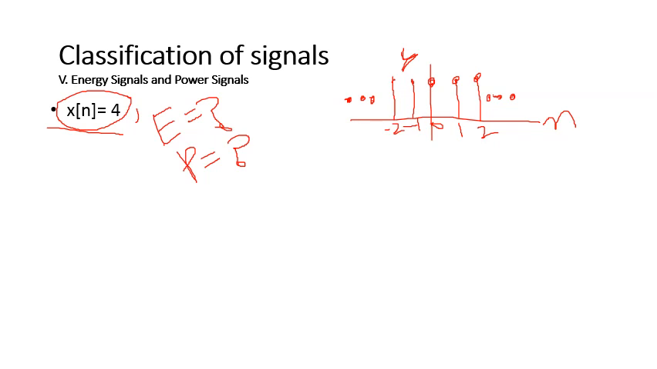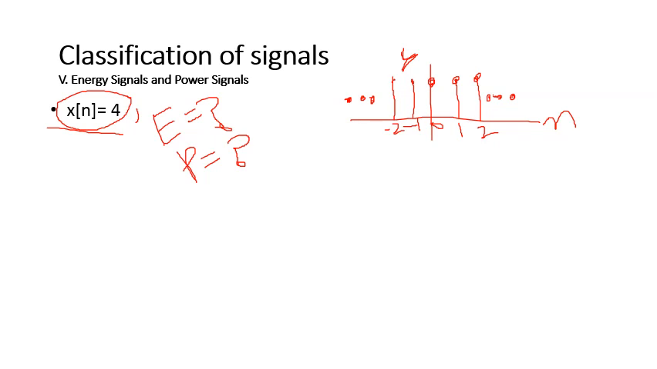So do you think it's a periodic or an aperiodic signal? A signal is said to be periodic if x of n plus capital N equals x of n. If you put this, you realize that this is basically a periodic signal with period equal to 1. So it's a periodic signal.